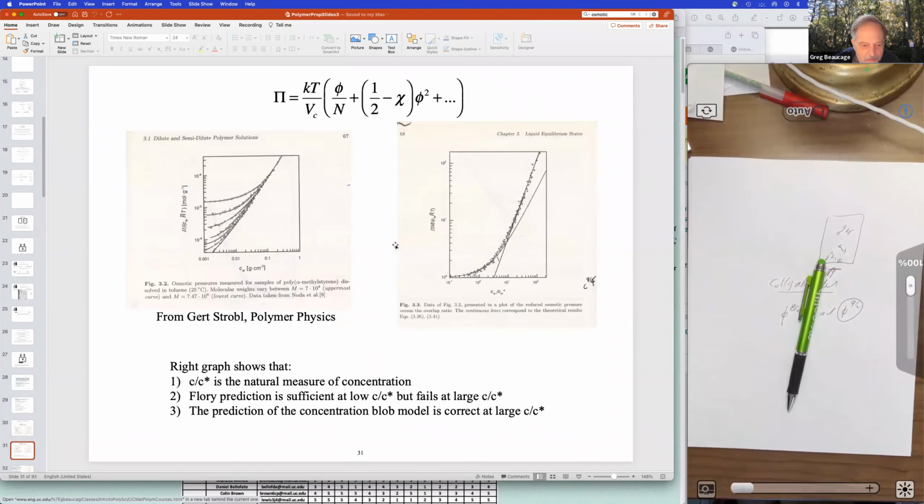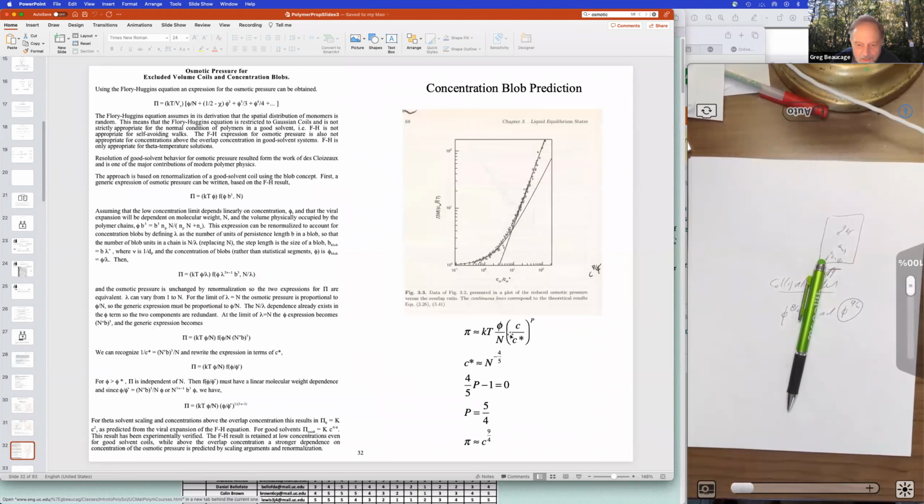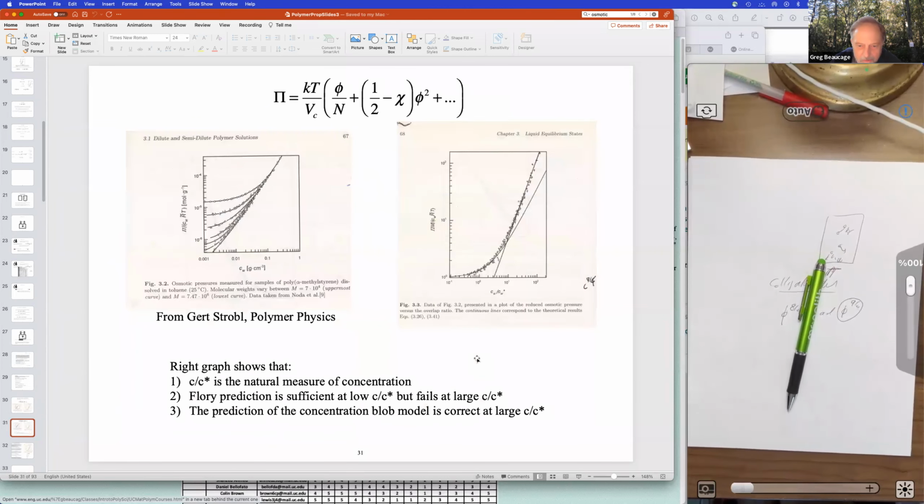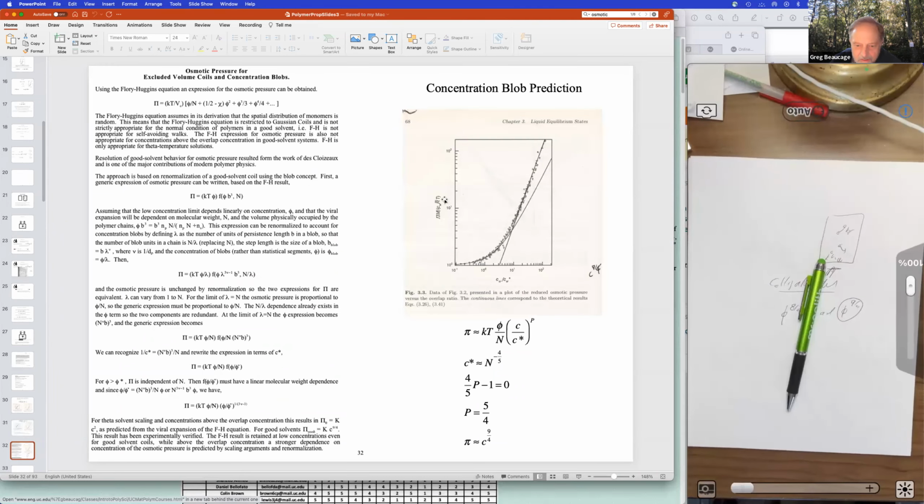So you can get that by saying that you have the ideal equation, so the phi by n, that's the molecular weight dependence, which works. So the molecular weight dependence works fine here. The pressure goes up with molecular weight, but this part doesn't work. This part happens when you get above the overlap concentration. So overlap is 10 to the 1. So C divided by the overlap concentration is 1 here, and that's where you start to see this.